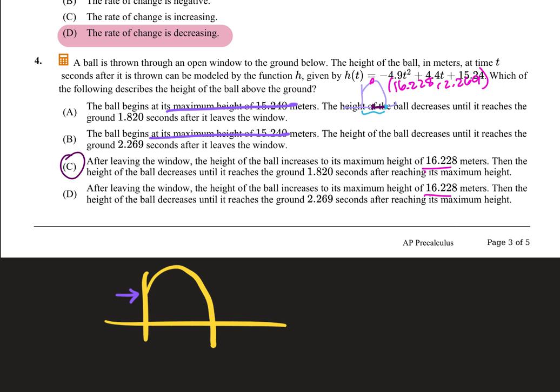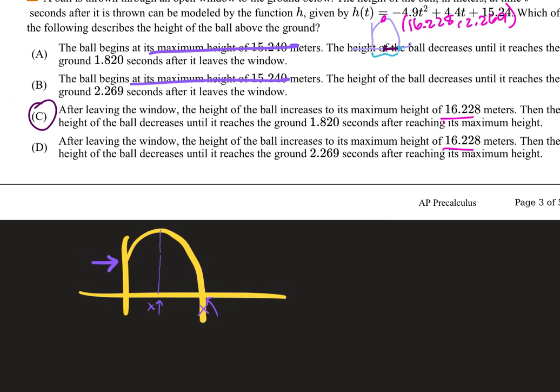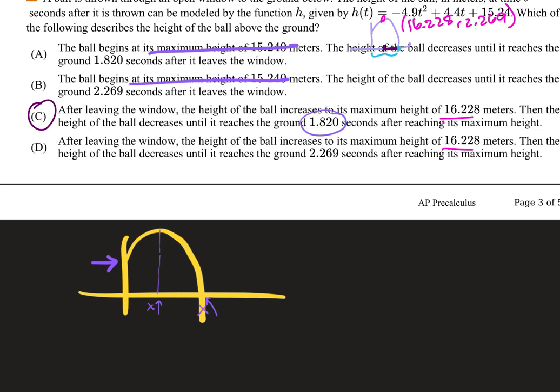But then it says the height of the ball decreases until it reaches the ground 2.269 seconds after it reaches its maximum height. You had to find out what the X value was when it hit the maximum height, and then you had to find out what the X value was when it hit the ground. And the difference between those two was 1.82 seconds. So that's why C is the better option than D.